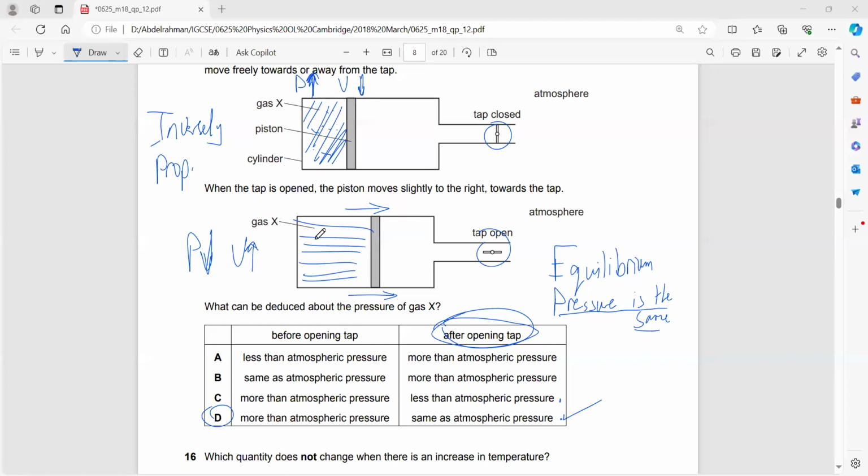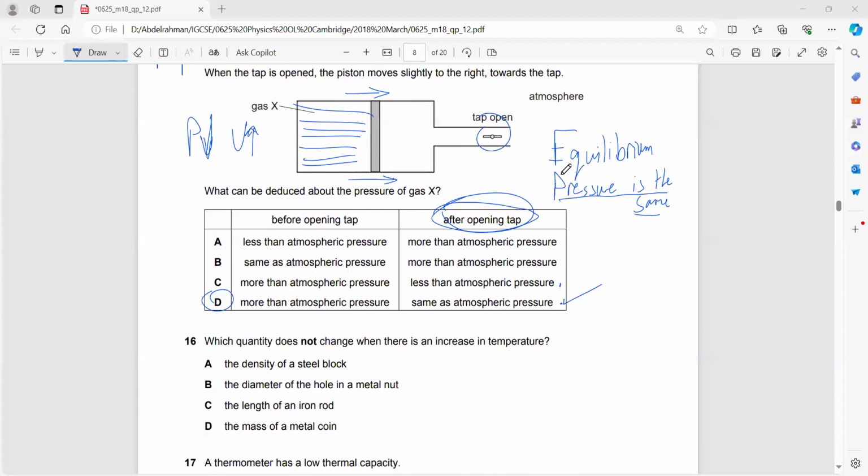Question 60. Which quantity does not change when there is an increase in temperature? We know that increase in temperature means what? Thermal expansion, right? Thermal expansion increases the volume. It changes the density. Which quantity does not change? Does the density? It does change.